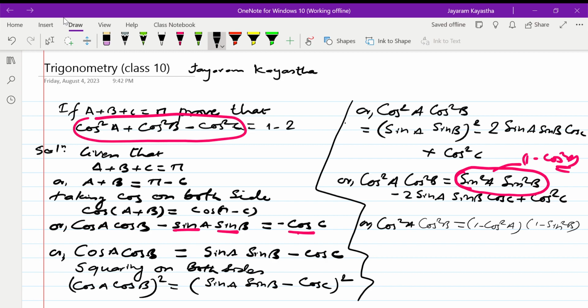(1 minus cos square B) minus 2 sin A sin B cos C plus cos square C. In the second step, let's write the same on the left hand side, cos square A cos square B equals, while multiplying these two, you can do it in rough also.